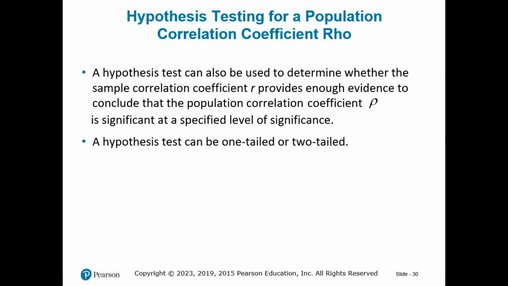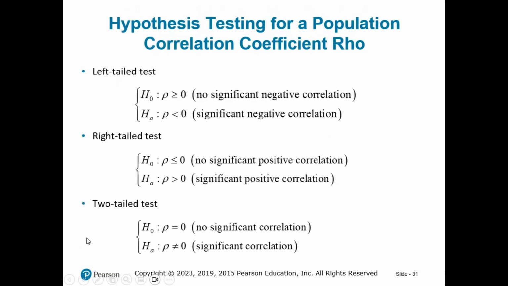Just like when we've used these tests before, the alternative hypothesis is the one that determines whether it's a left-tailed, right-tailed, or two-tailed test. If it's a less than symbol, it's a left-tailed test. Greater than is a right-tailed, and not equal to is a two-tailed test.